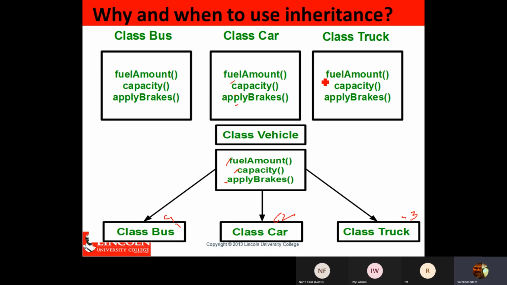If you create these classes avoiding inheritance, then we have to write all these functions in each of the three classes. If you want to write a separate program without inheritance, we have to write all the properties for class bus, then all the properties for class 2, and class 3, the truck. We have to write them separately. So that's why we are using inheritance.